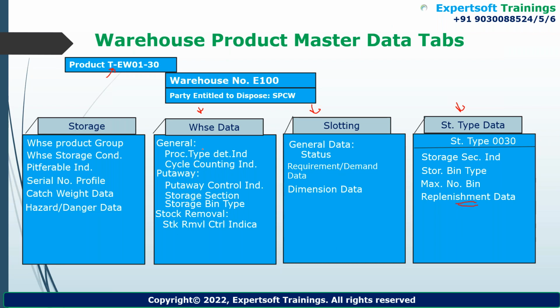Warehouse related data is where you will maintain certain indicators which will be used to determine your storage type, storage bin and other entities. Those details will be mentioned over here. Don't worry, we'll see this in much more detail, and we are going to visit these steps frequently.